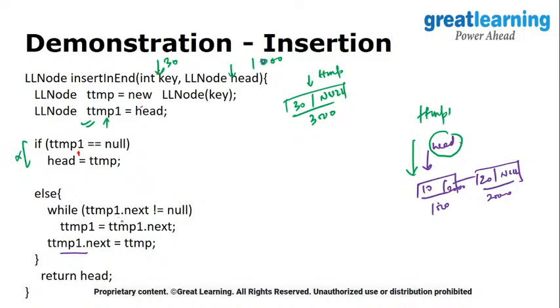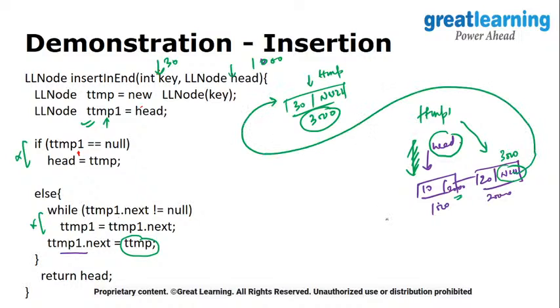Now ttmp's next, is it null? No, it is not, it contains 2000. So we increment: ttmp is equal to ttmp's next. Now this ttmp will be pointing to this node. Done. Now what happens again? Is ttmp's next null? Yes, it is. So we are out of this while loop, and ttmp's next, that is this location, stores whatever is in the reference of ttmp. ttmp contains 3000, so this will be 3000, and that means we are pointing this node to the new node. After that, we return head.